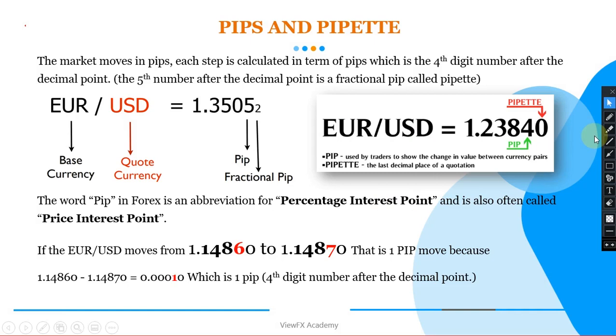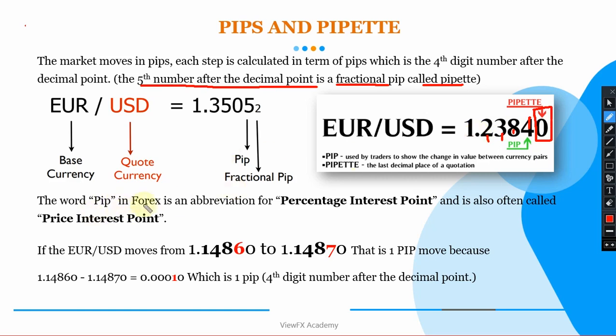Alright, let's talk about pips and pipettes. We've started this before, but let's dive into it in detail. The market moves in pips. Each step is calculated in terms of pips, which is the 4th digit number after the decimal point. Now you can see this is the decimal point. This is 1, 2, 3, and 4. There is a 5th, but that 5th number after the decimal point is a fractional pip called pipette. You don't need to bother yourself about pipette for now. Just forget about it. We consider the 4th number after the decimal point.